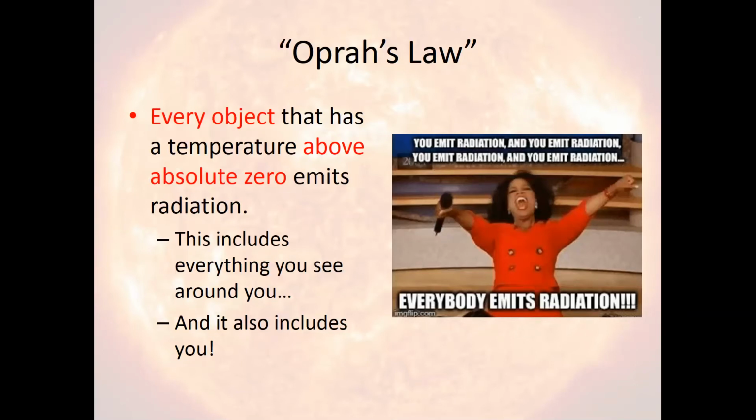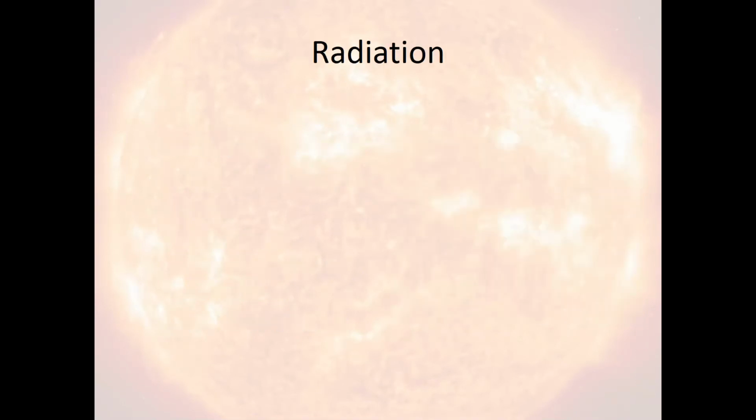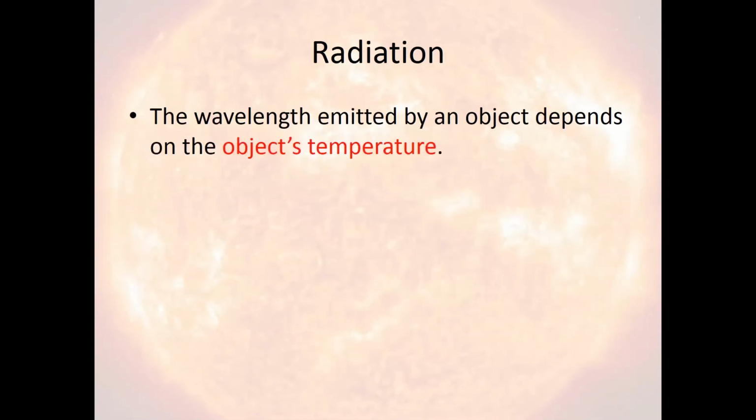Now, obviously, we're not emitting gamma rays and giving each other cancer, or we're not emitting microwaves and cooking each other. So what type of radiation do we actually emit? Well, to figure that out, we're going to look at the other two laws. The first law we're going to look at is what's called Wien's law.